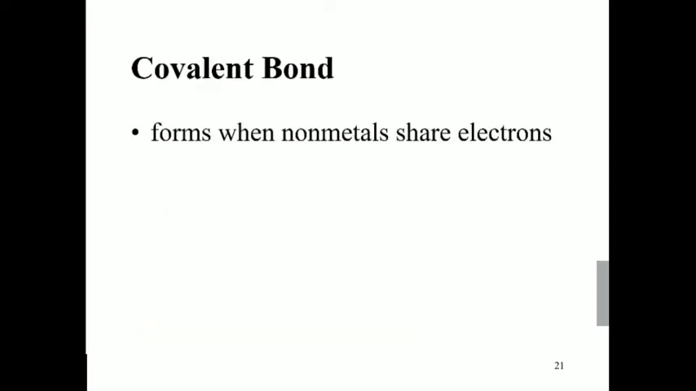Let's now have covalent bonding. A covalent bond forms when nonmetals share electrons. So unlike ionic bonding, which involves transfer of electrons, covalent bonding involves sharing of electrons. Let's have these two nonmetals which are similar, hydrogen and another hydrogen.